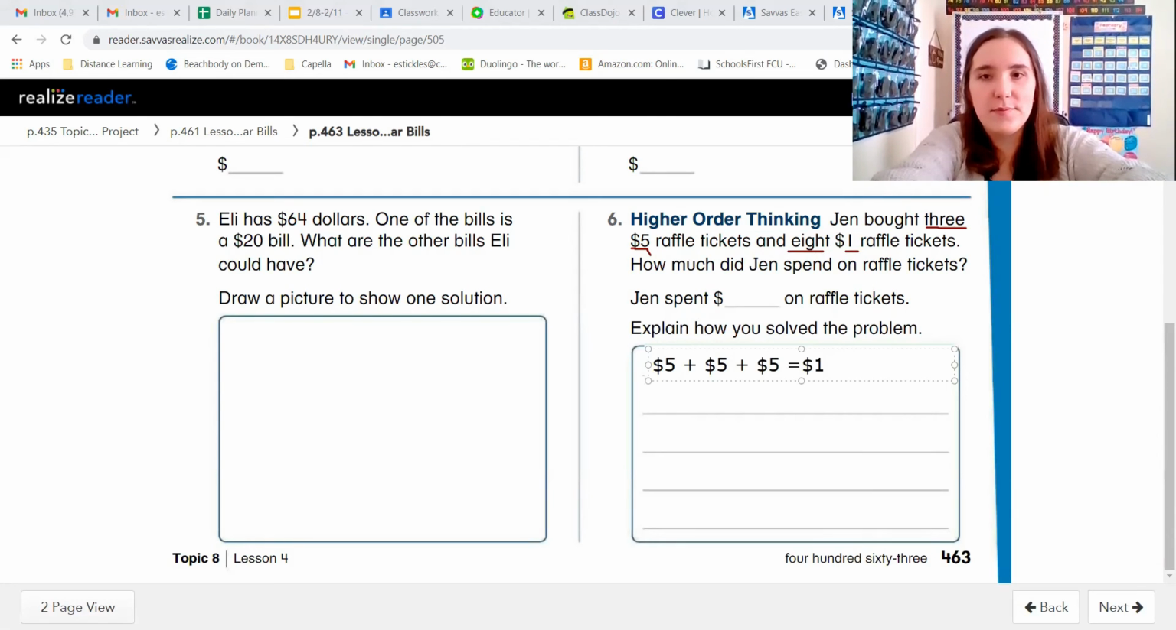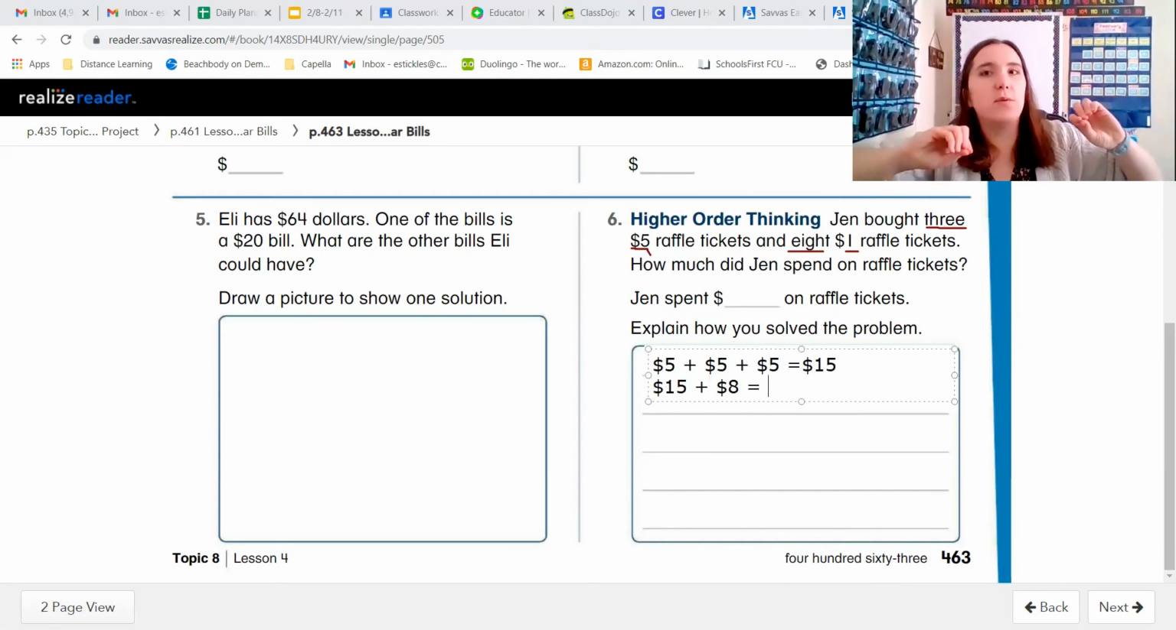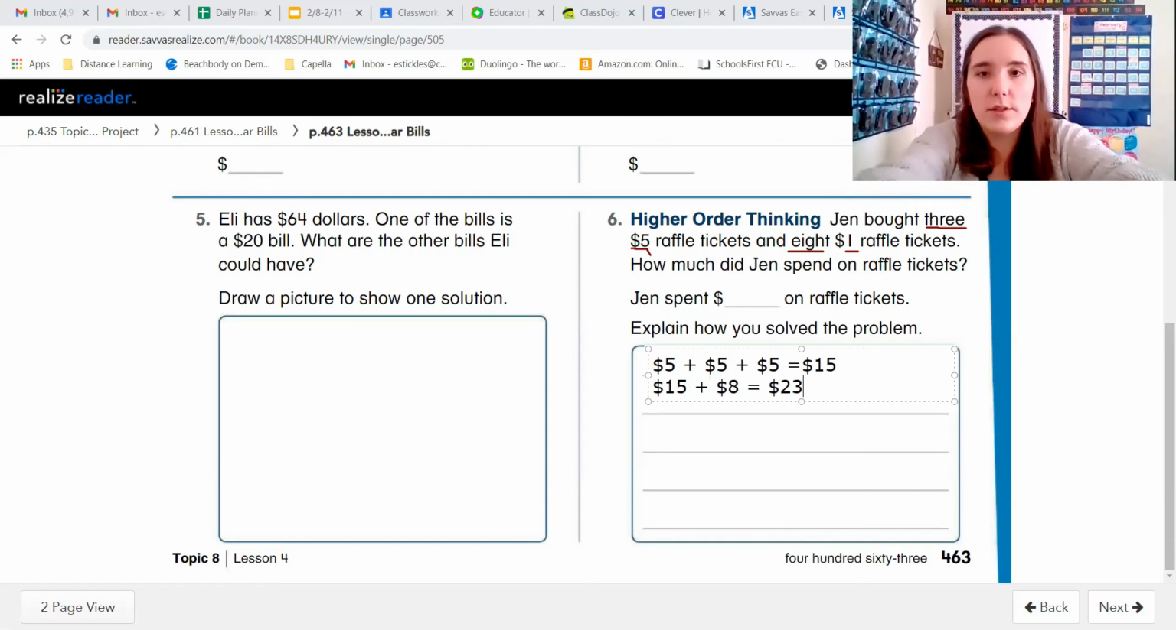$15. And then she bought 8 $1 raffle tickets. Well, that would just be $8. So I need to add my $15 plus 8 more to find how much she spent. What is $15 plus 8 more dollars? I know 8 is the same as 5 and 3, and 15 plus 5 is 20, plus 3 more would be 23. So in all, she spent $23.